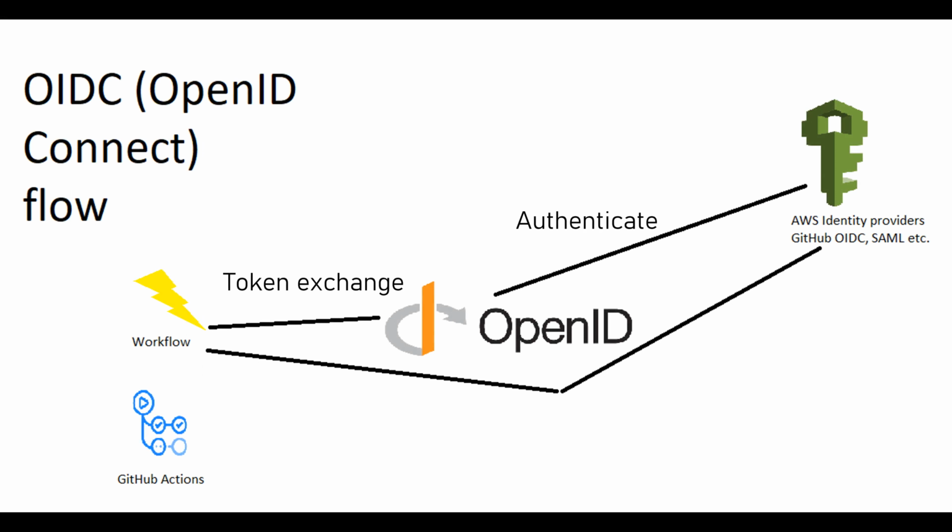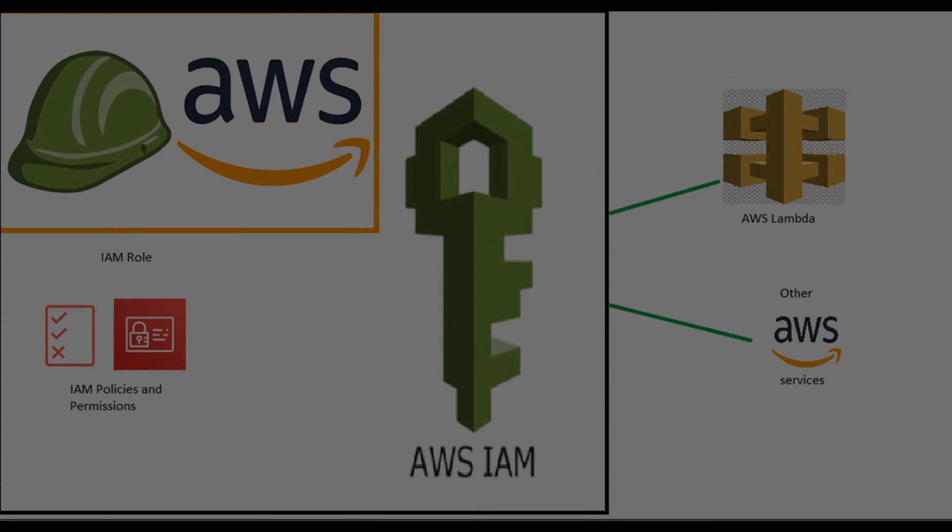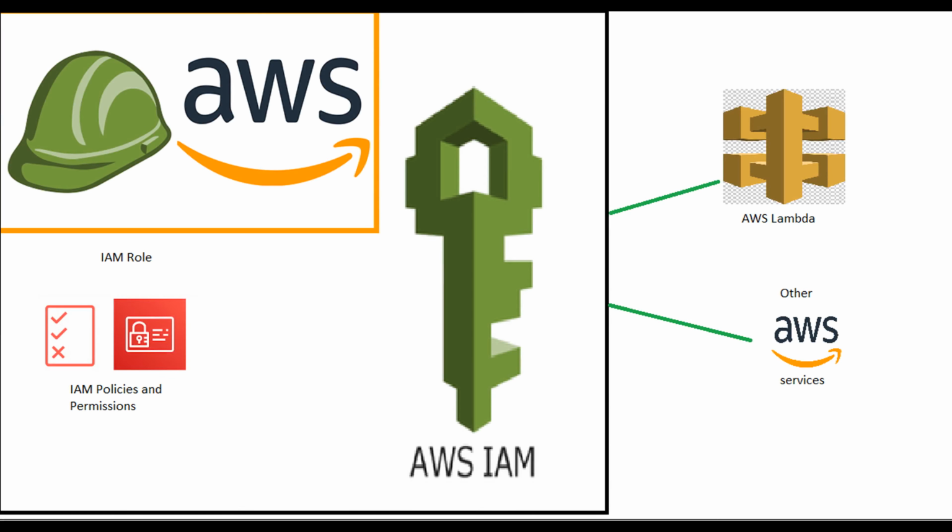OIDC, or OpenID Connect, allows your GitHub Actions workflows to access resources in your cloud provider without having to store any credentials as long-lived GitHub secrets. To use OIDC, you will first need to configure your cloud provider to trust GitHub's OIDC as a federated identity, and must then update your workflows to authenticate using tokens.